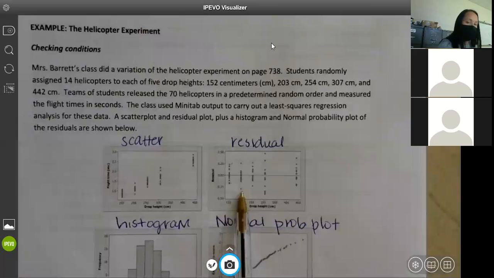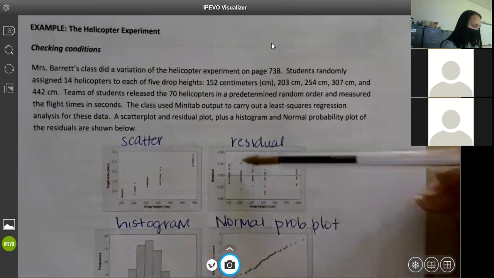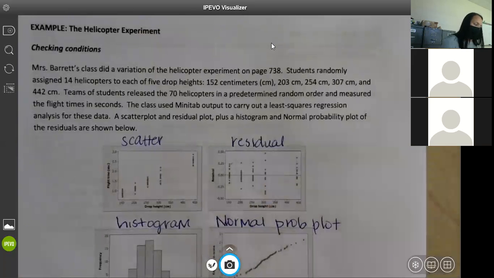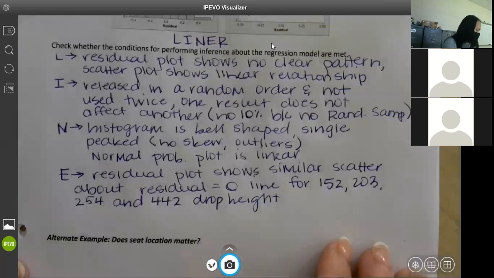Yeah, sorry, I thought those numbers were decimals down there. No, no, no. And these are each one, the helicopters that were dropped from that height. So 14 dropped at this height, 14 at this height, 14 at this height, and so on and so forth. All right.